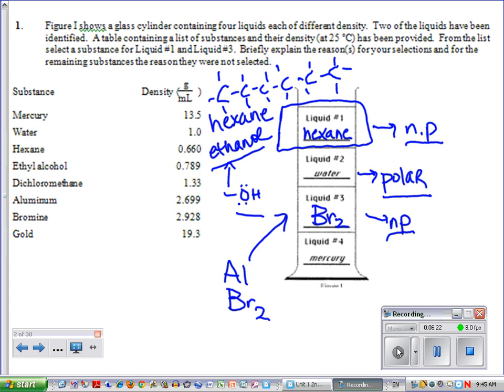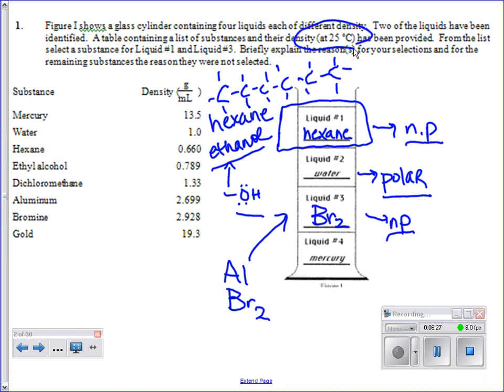Now, I'm not saying aluminum isn't a liquid. Aluminum can be a liquid, but under these conditions, which are what? At room temperature, aluminum's a solid. So it doesn't even work to say it's aluminum because it's supposed to be a liquid by definition.